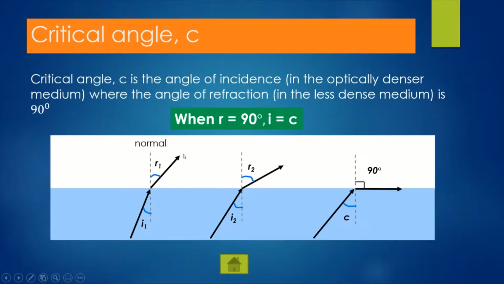Now, just now we said that when light propagates from a denser medium to a less dense medium, it is refracted away from the normal. Because it is refracted away from the normal, the refracted angle is bigger than the incident angle. So if we increase the incident angle, obviously the refracted angle will increase too. If we keep on increasing the incident angle, the refracted angle also continues to increase until the refracted angle is 90 degrees. At this point, the incident angle is called the critical angle, and the symbol is C. So I repeat, when the refracted angle is 90 degrees, the incident angle is called the critical angle, C.